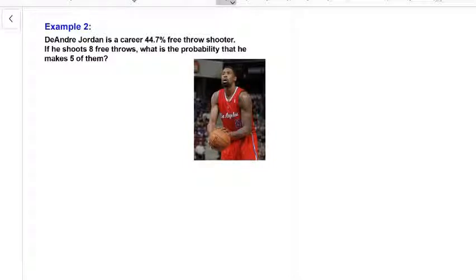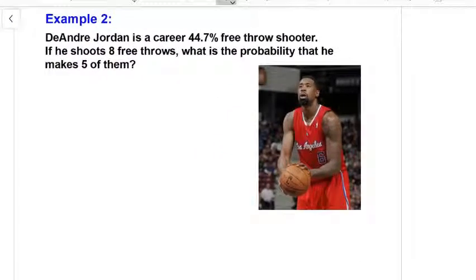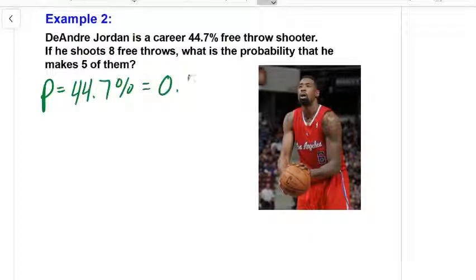So that's where it differs from regular probability and binomial probability. Do you want to follow this guy at the end of the game or not? Do you want to give him a shot to make those free throws? So the probability of success is that he makes the free throw. The probability of success is 44.7%, which as a decimal will be 0.447, moving the decimal point 2 to the left to change that.